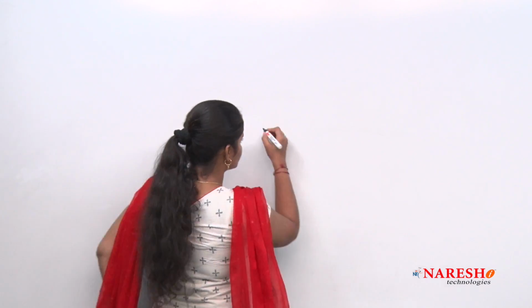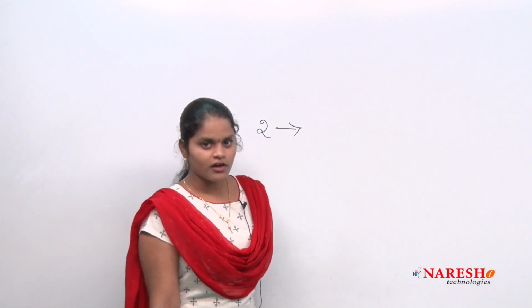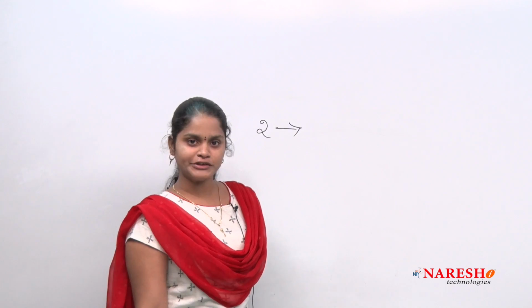What is the divisibility rule for 1? Every number is divisible by 1, right? Now let's see for 2. What is the divisibility rule for 2? The last number should be even, or else it should be divisible by 2.